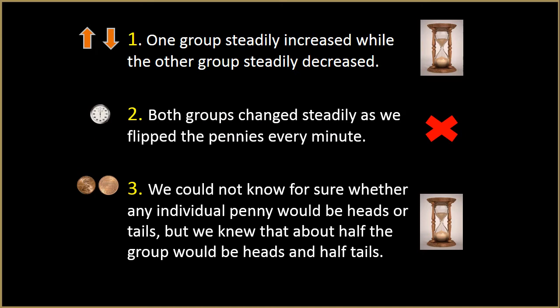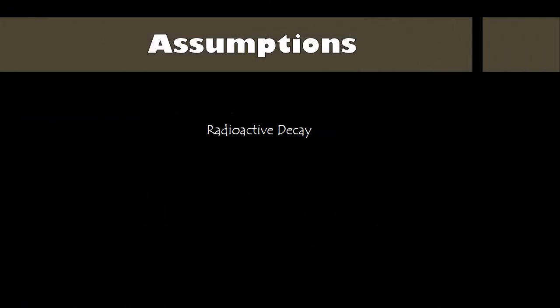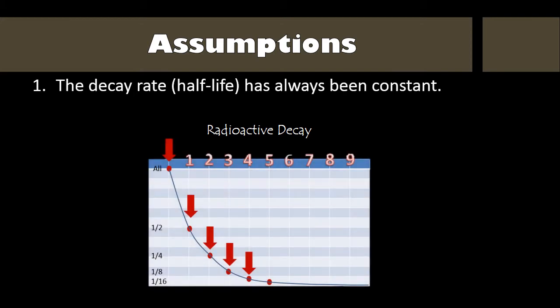The hourglass analogy fails to illustrate point number 2. While the number of pennies being flipped got smaller each time, the amount of sand falling through the hourglass remains the same. But as long as we don't expect the hourglass to accurately illustrate half-life, it will still be useful to us in understanding the assumptions of radiometric dating. With that in mind, we are ready to learn the 3 assumptions that must be true in order for radiometric dating to be accurate. Number 1, we assume the decay rate has always been the same.